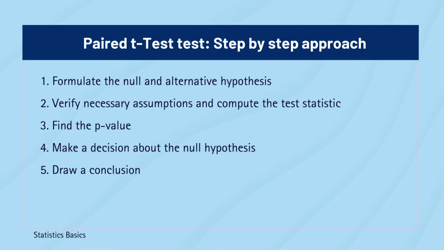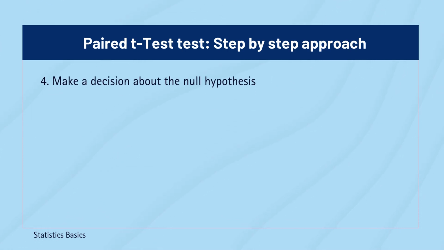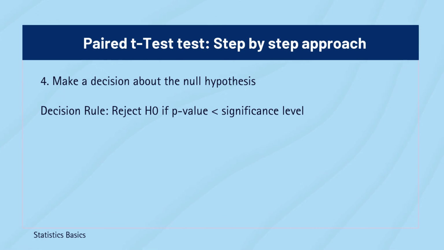Now, the p-value approach will be used to make a decision regarding the null hypothesis, which states to reject the null hypothesis if the p-value is less than the significance level. Since the p-value is less than the predefined significance level of 0.05, we reject the null hypothesis.